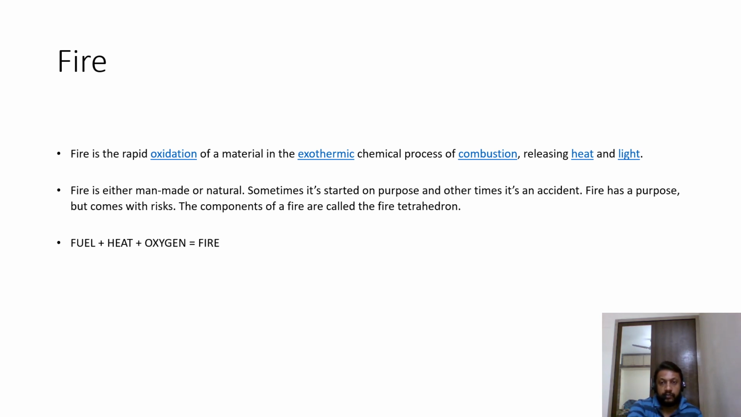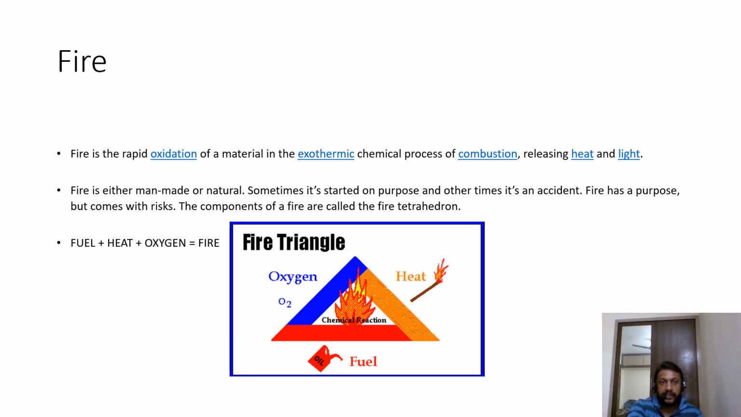So for a fire to be lit and to progress, it requires fuel, heat, and oxygen. So this is a fire triangle. So you need oxygen, heat, as well as fuel for the fire to progress. If you cut off any of these from the fire triangle, automatically the fire extinguishes. So either oxygen or the heat or the fuel. If any one of these is cut off, then automatically the fire extinguishes.